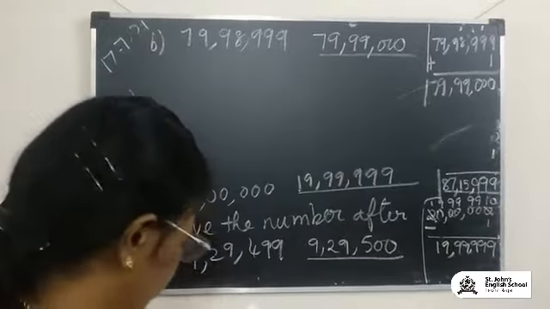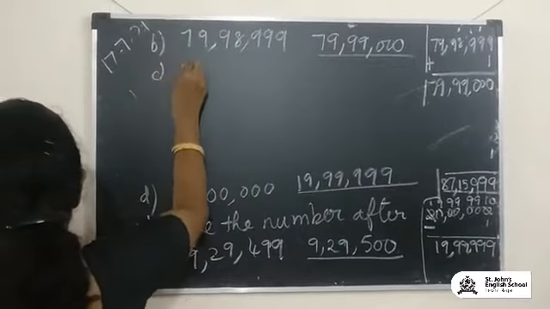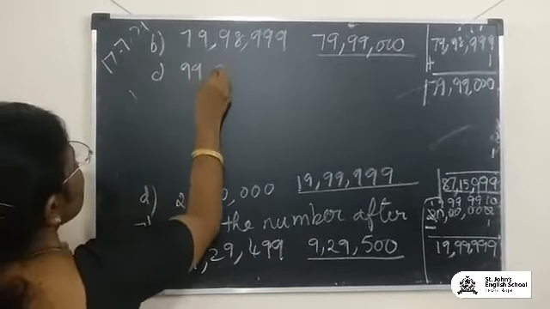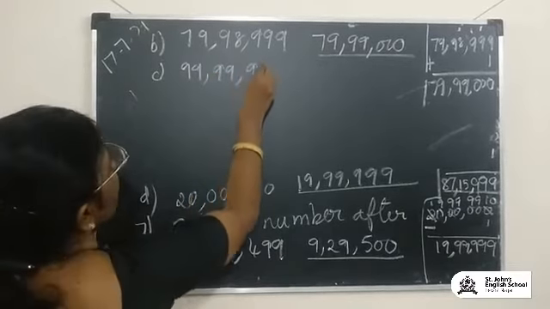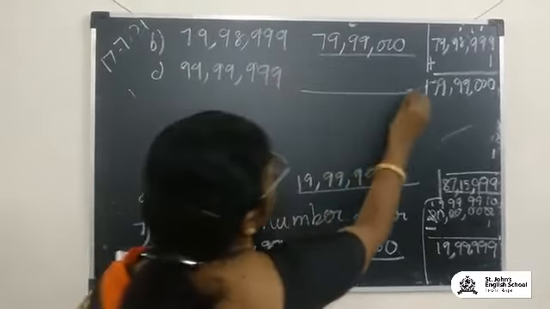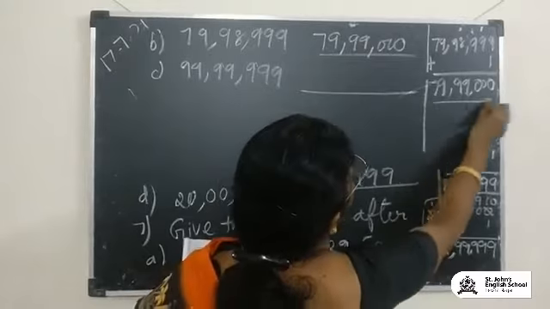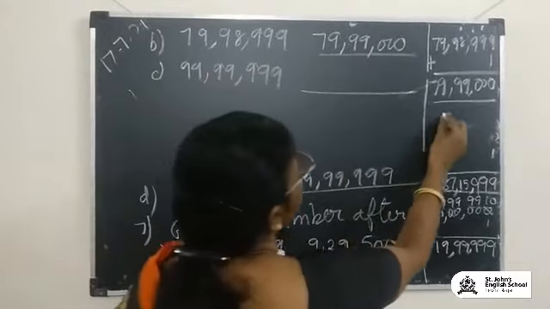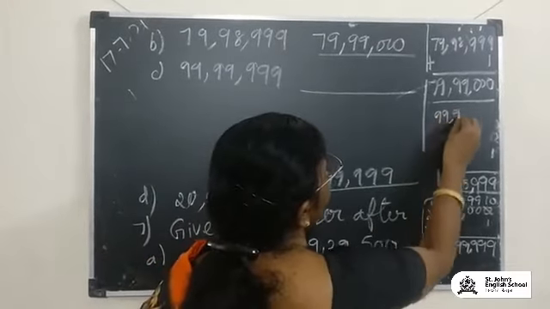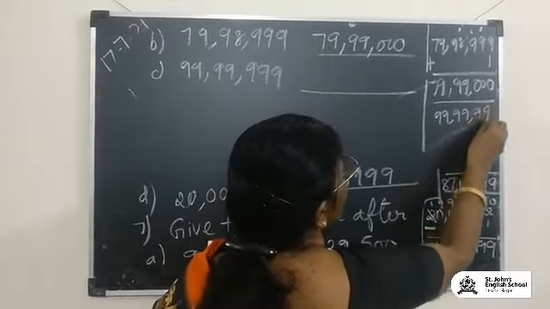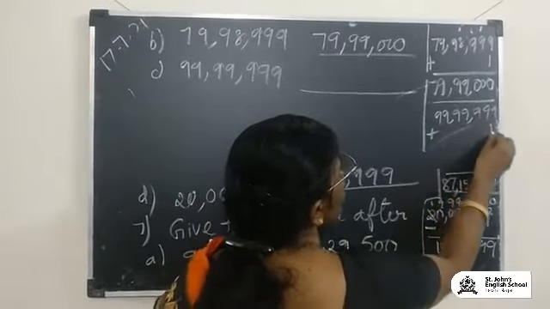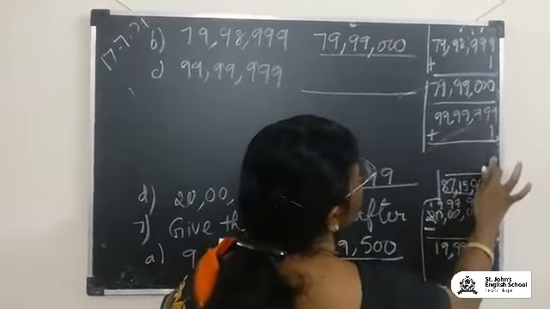Now it's going to be 99 lakhs 99,999. Okay, again I will make the sub column. Okay, 99 lakhs 99,999. Add this plus 1 here. Okay, so what's going to happen?